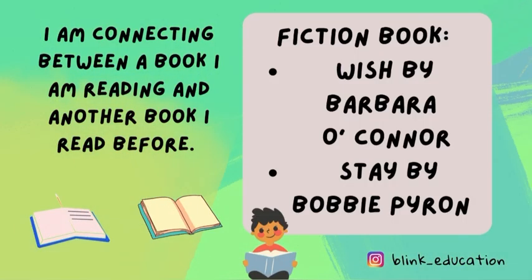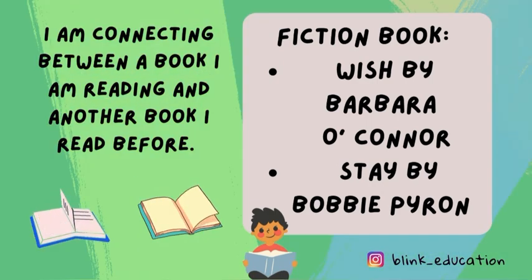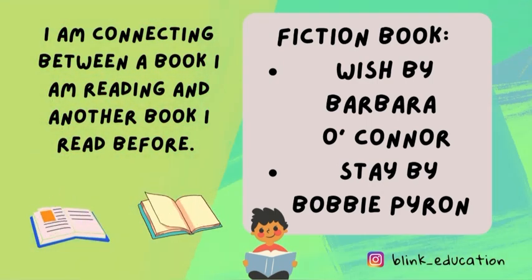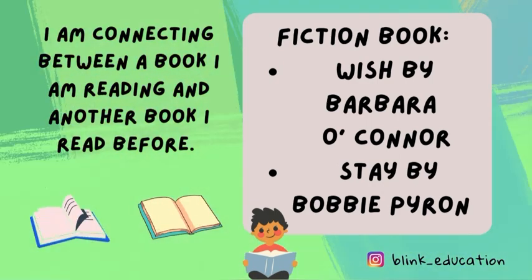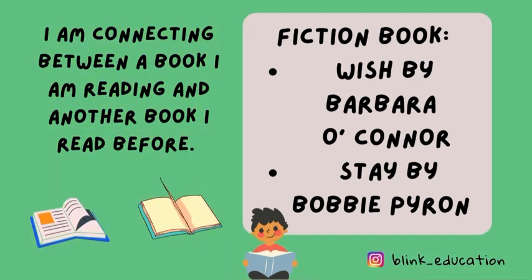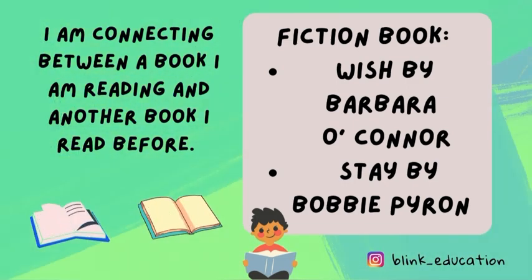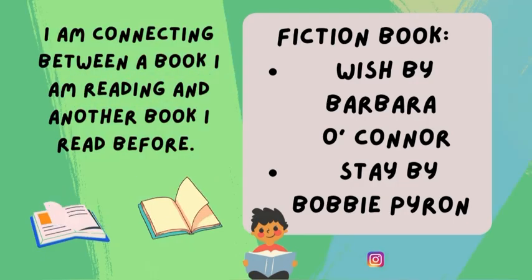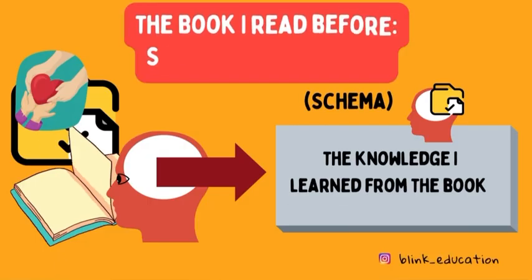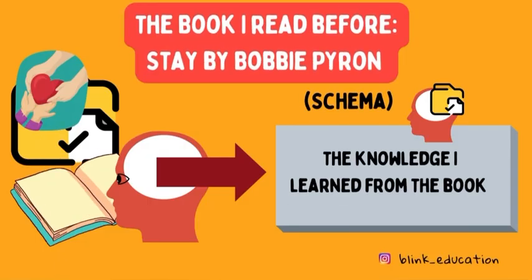This is the second example about making connections between these two fiction books. I am connecting between a book I am reading and another book I read before. The first book is called Stay by Bobby Pyron. The second book is Wish by Barbara O'Connor. I'll show you what I read from the book and the knowledge I learned from the book.